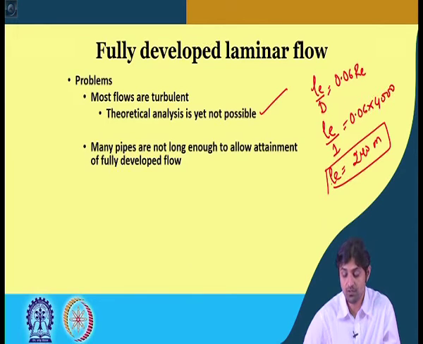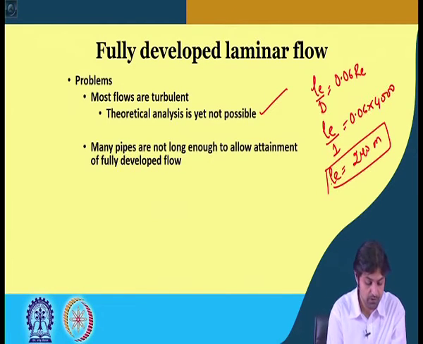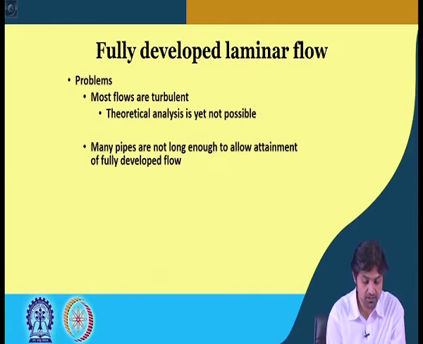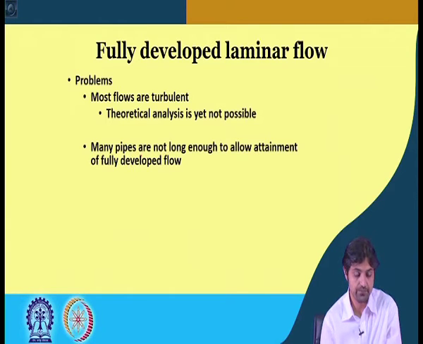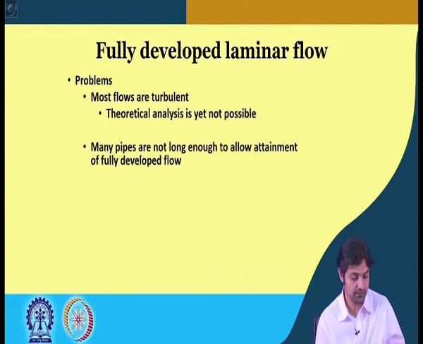Even if the Reynolds number is 1000, it will require at least 60 meters of pipe length. So in most cases these pipes are not long enough to allow attainment of fully developed flow, because for that fully developed part we can actually do the real analysis, but that occurs only after the fully developed region has been reached, which in most cases does not happen because the pipes are shorter in length.